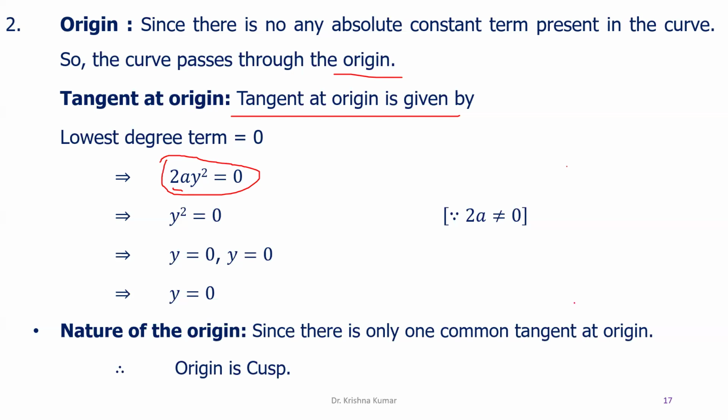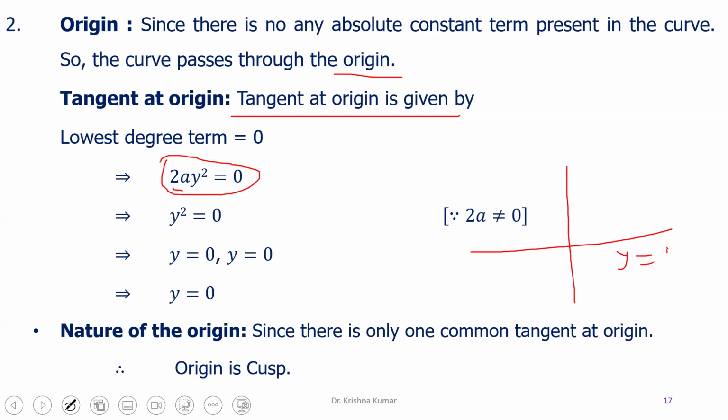Suppose this is y = 0. Then this is a cusp, and we will get this type of cusp. So this is the common tangent for both the branches of the curve. Okay, let us go ahead.